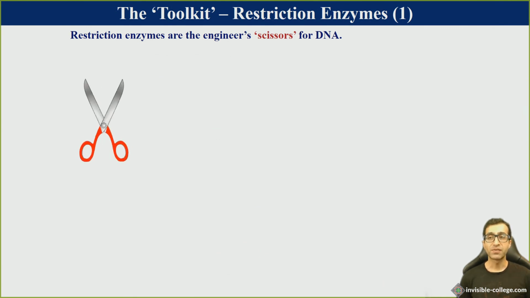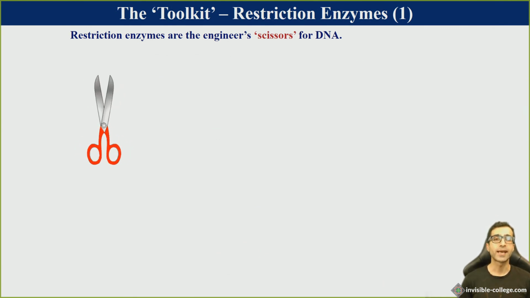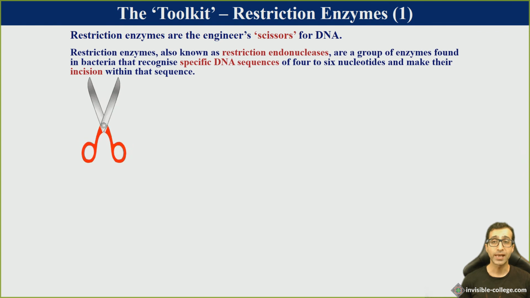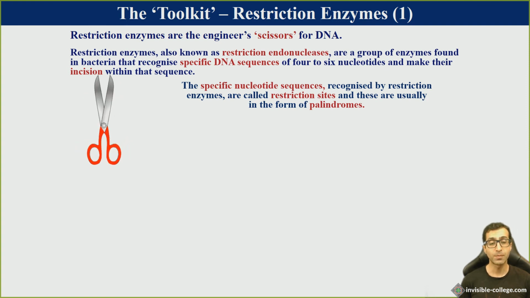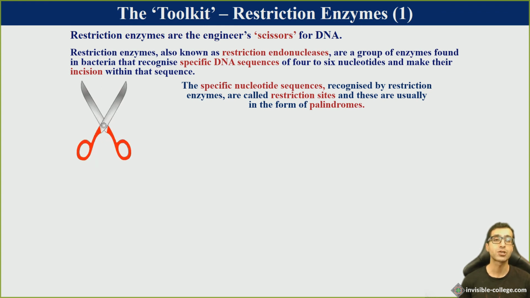So let's look at the first of these tools, the restriction endonuclease. Restriction enzymes, or endonucleases, are groups of enzymes found in bacteria which recognize specific DNA sequences of between 4 and 6 nucleotides and make incisions or cuts within those sequences. The specific nucleotide sequences recognized by the restriction enzymes are called restriction sites, and usually these are in the form of palindromes. In other words, sequences of bases which are read exactly the same from one end to the other or in the opposite direction.